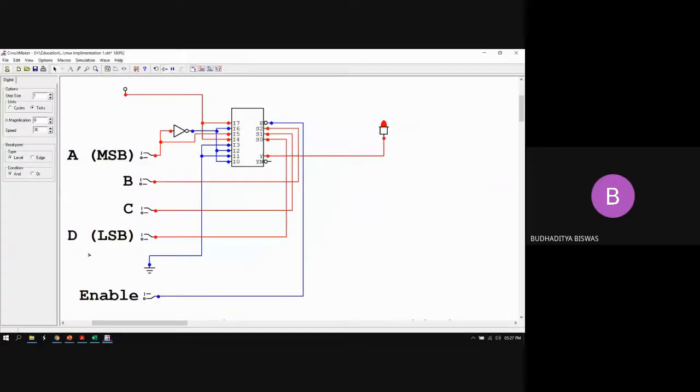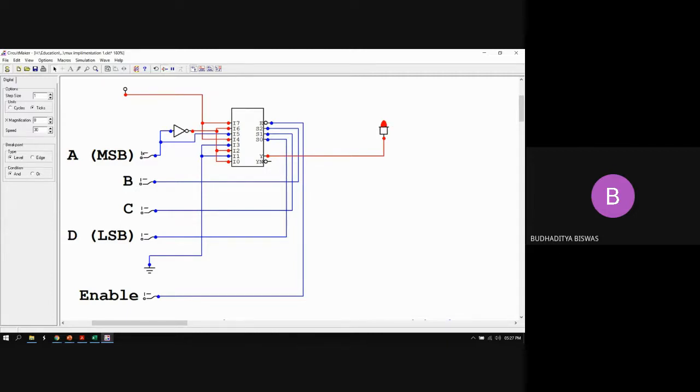Now let's check this one. Now I give the variable combinations starting from 0 to 15. So first we give 0, 0, 0, 0. Now, is 0 present in the minterm, means in the expression? Yes, sir, 0 is present. That's why the LED output is glowing.